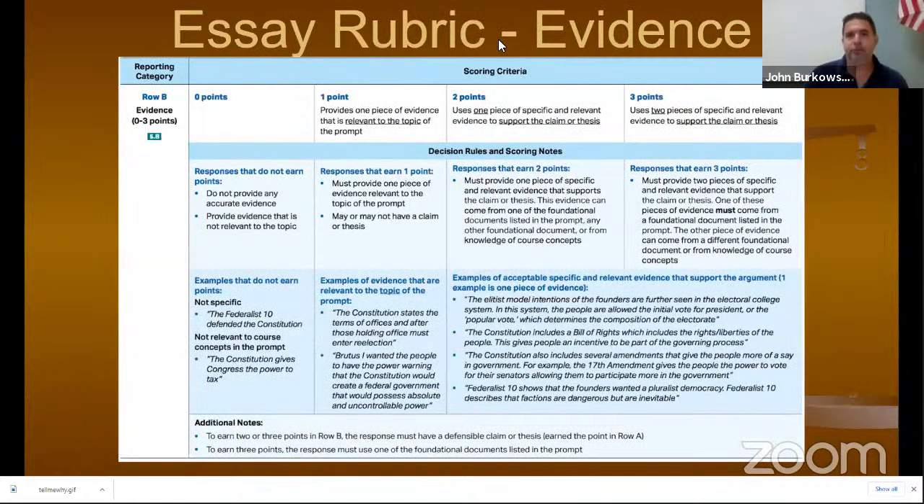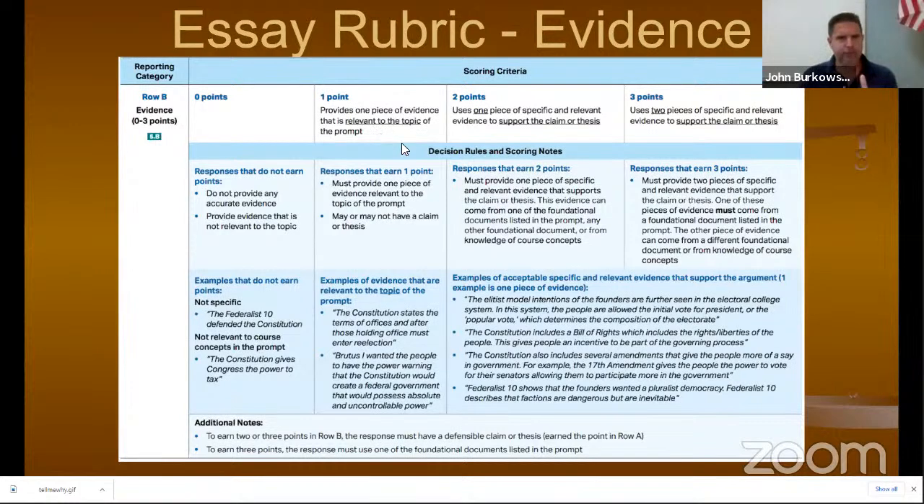Here's the rubric when it comes to evidence. So you notice row B, 0 points is because you didn't do anything. All right. You didn't write accurate. 1 point, one piece of evidence that is relevant to the topic of the prompt. Relevant to the topic of the prompt. This is the easy point. You can get this point without the thesis.